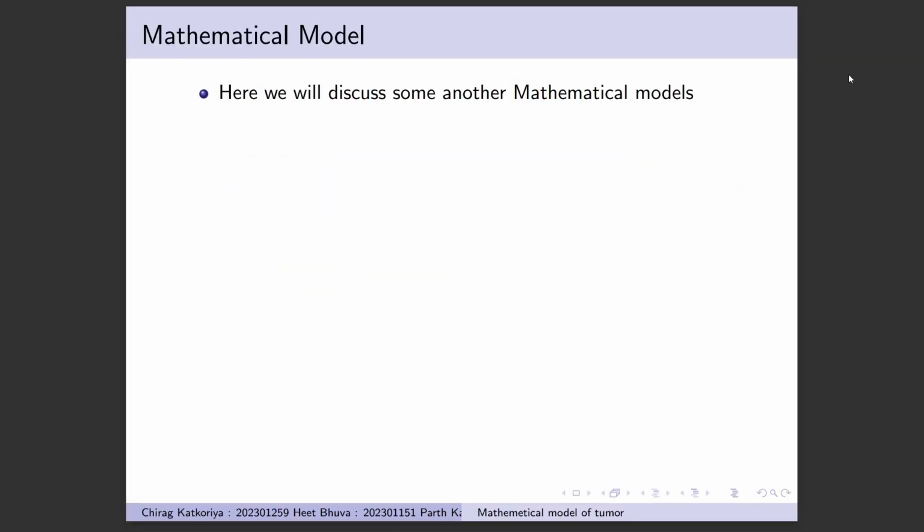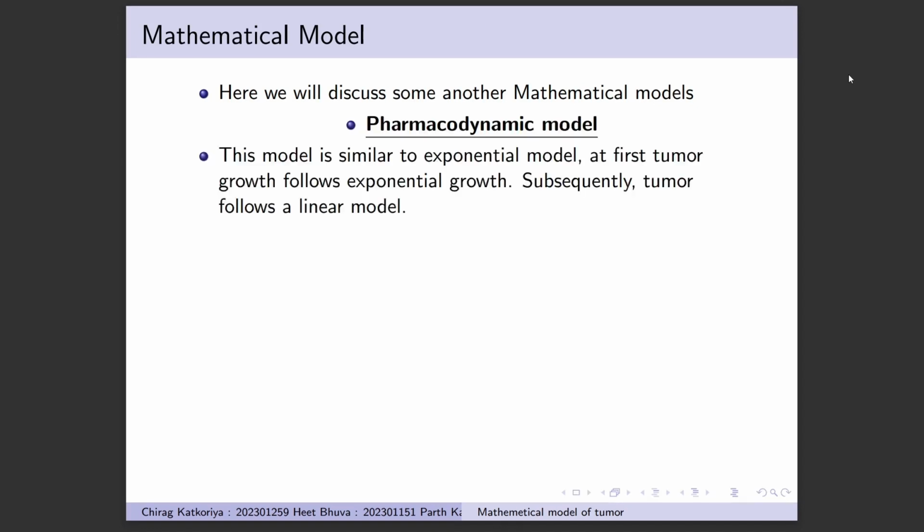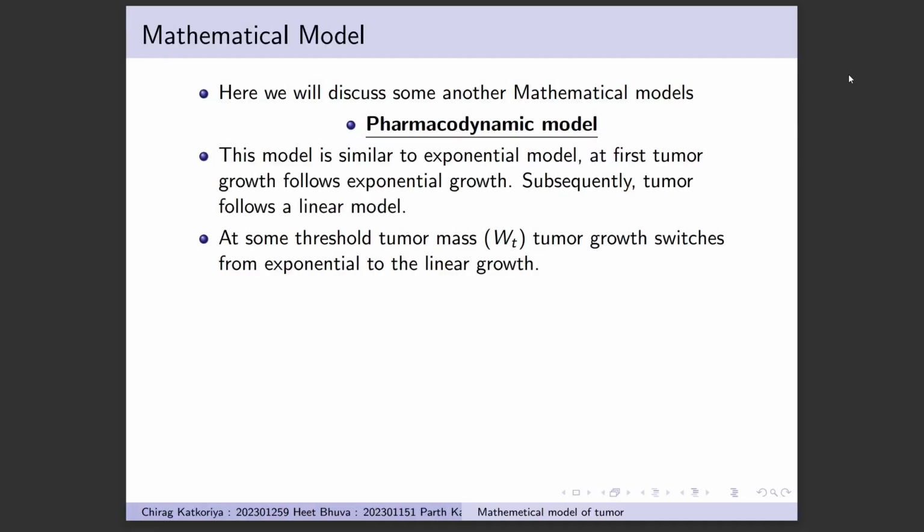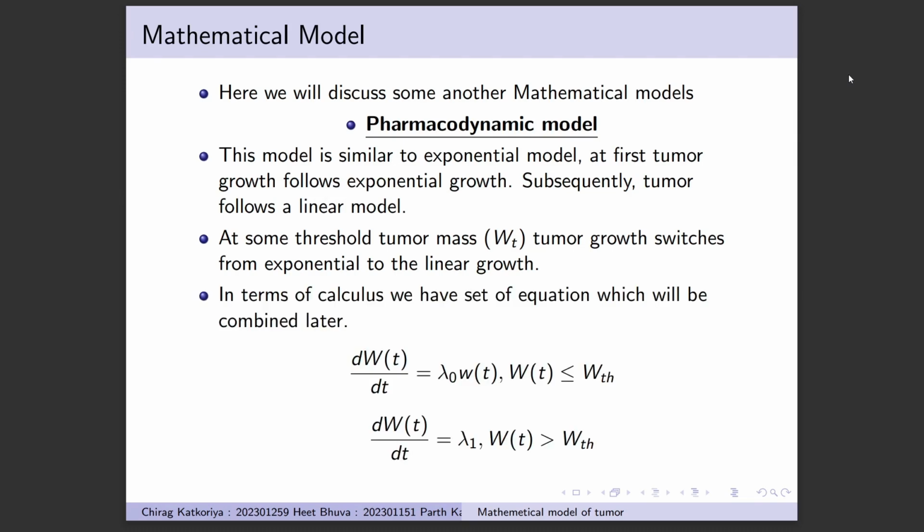We will talk about some other mathematical models as well, and one of them is the pharmacodynamic model. This model is almost similar to the exponential linear model because at first the tumor growth follows the exponential model and subsequently the tumor follows the linear model. So let's say at some threshold tumor weight, let's call it WTH, the tumor growth switches from exponential growth to linear growth.